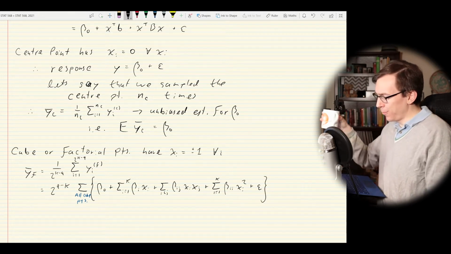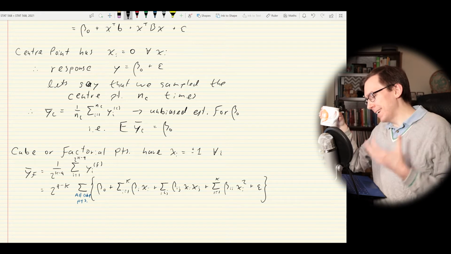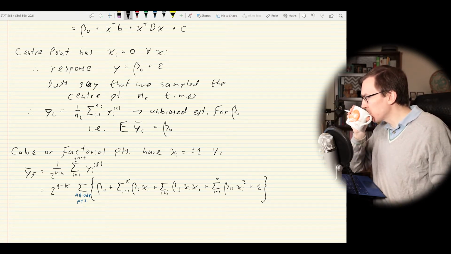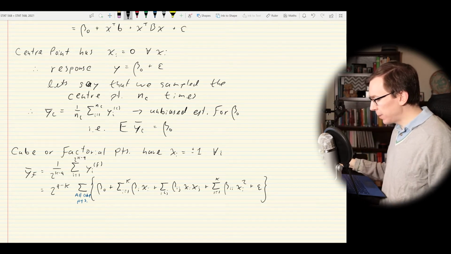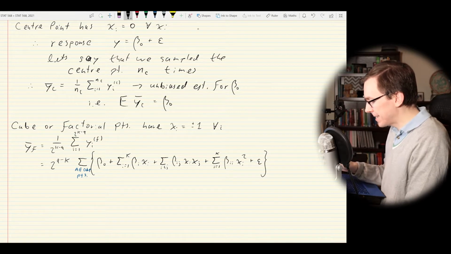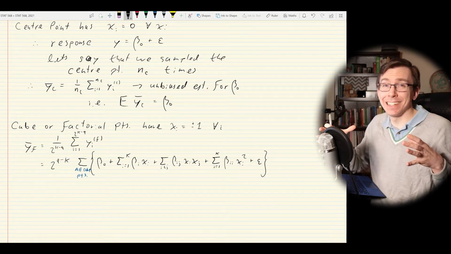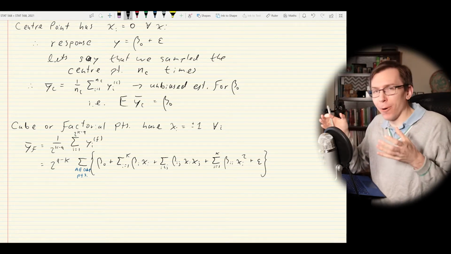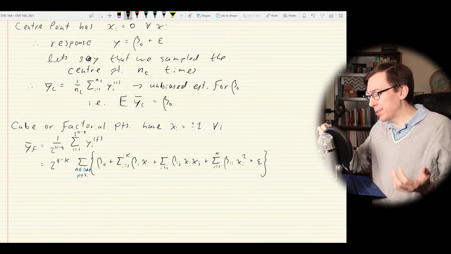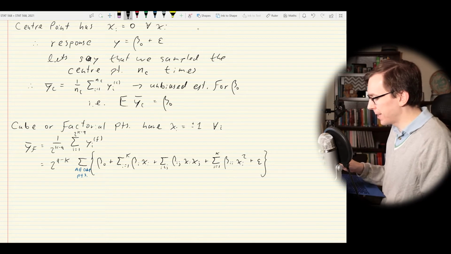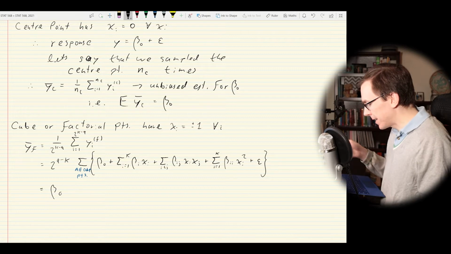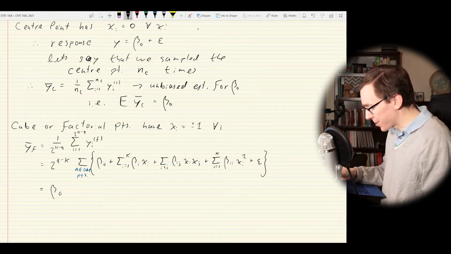All right, well, what happens when we sum over all of the cube points? Well, let's go term by term and figure it out. If I sum up beta naught, it's constant. It doesn't care what cube point I'm at, it's always just beta naught. If I sum it up 2 to the k minus q times, then multiply by 2 to the q minus k, what I end up with is just beta naught. Okay, so that's the first thing.